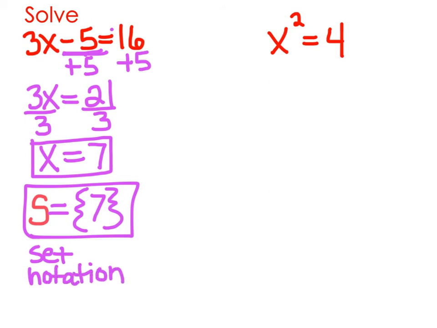Alright, so let's look at the next one. It says x squared equals 4. How are we going to solve for x? To undo, we don't have any multiplication or division to undo. We don't have any addition or subtraction to undo, but we do have an exponent to undo.